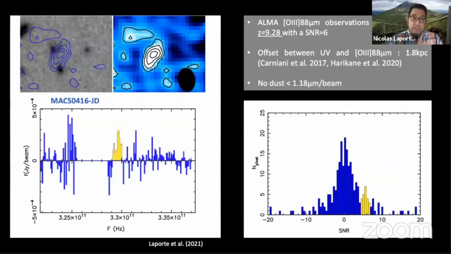So the first result is from ALMA. Here I'm showing you the detection of an emission line that we believe is oxygen-3 at 88 micron at a redshift of 9.28. So this is completely consistent with the photometric redshift. Here you have the 1D spectrum, and here you have the shape of the line. We can't see any evidence for a rotation for this line. Here you have the plot showing the pixel signal-to-noise ratio distribution, with a peak at a signal-to-noise ratio of 6, which is consistent with our detection.